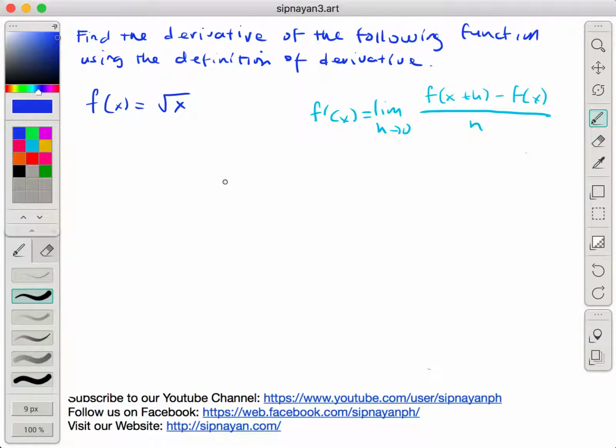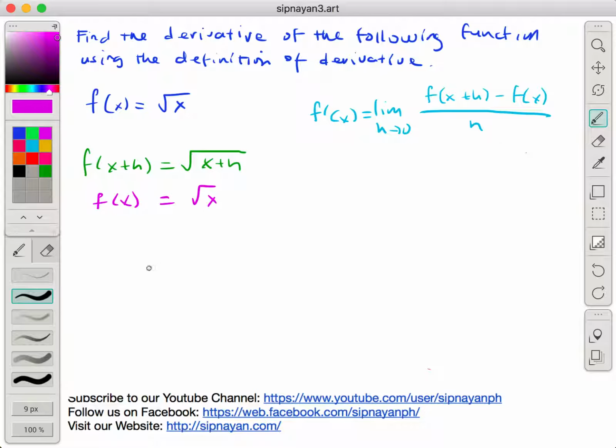First, gagawin natin is to find f of x plus h. Sabi ko nga sa previous videos, pag nag-evaluate tayo ng function f of 3, sinasubstitute natin dun sa x. F of 3 is square root of 3, f of 2 is square root of 2, f of 1 is square root of 1, f of 0 is square root of 0. So whatever the value here, the expression here, we substitute dun sa x. So ganun din dito. So magiging square root of x plus h siya. And yung f of x, yung isa-subtract natin, of course, ito na yun.